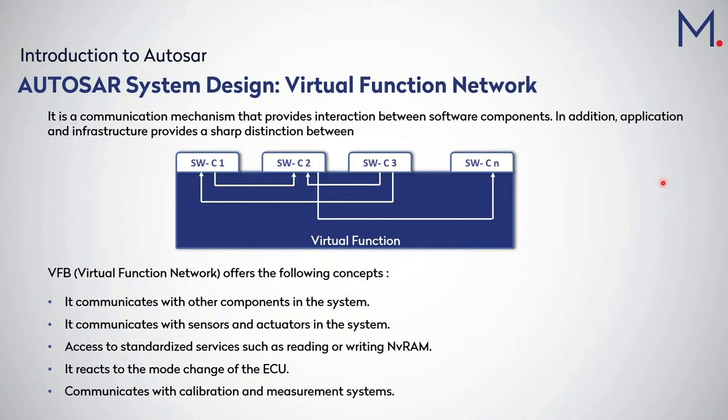And if I talk about application software, then we should always think of the virtual function network. It's a communication mechanism that provides interaction between software components. In addition, application and infrastructure provide a sharp distinction. So, the virtual function network offers the following concepts. It communicates with other components in the system. It communicates with sensors and actuators in the system.